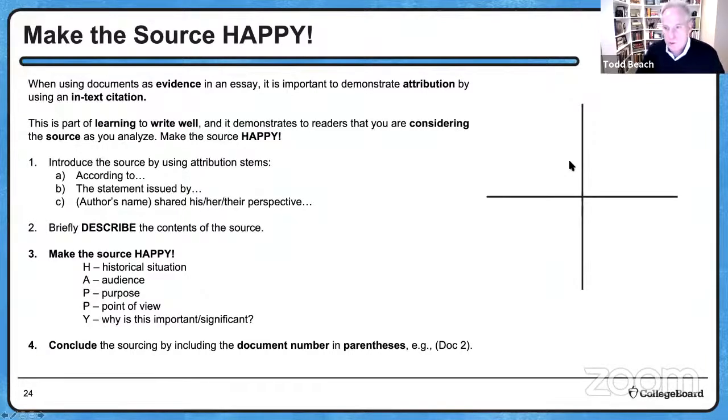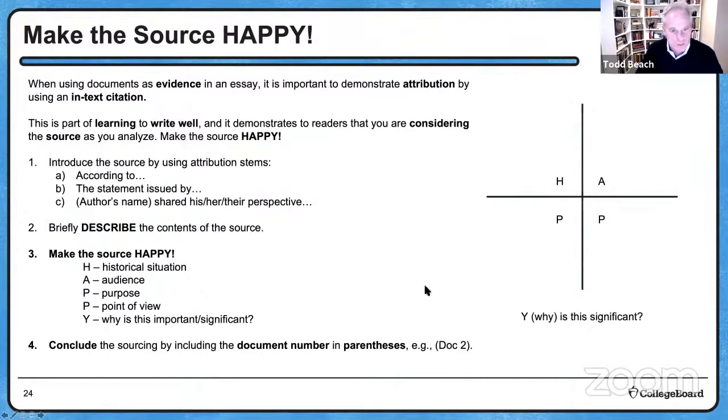So what I encourage my students to do is to draw this kind of graph as they're doing some sourcing, with each quadrant being one of the sourcing areas. H for historical situation, A for audience, P for purpose, P for point of view. And then I always say underneath, we have to make it happy. So why is this significant?